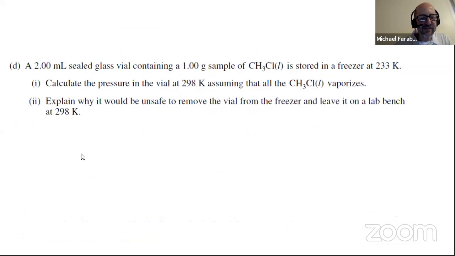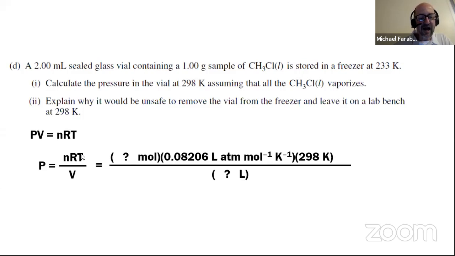All right, so what they did was they took a sealed vial that contained this chemical, CH3Cl, in liquid form, and they had it stored in a freezer, and then they want us to calculate the pressure in the vial if it was removed. And now it's at room temperature, 298. So here's my ideal gas law. PV equals nRT. We have pressure we're solving for. I don't know the number of moles yet, but I use the ideal gas constant from the AP equation sheet. We're talking about the pressure at 298 Kelvin. And the volume, I'm going to deal with that in just a moment. That's the volume inside this vial.